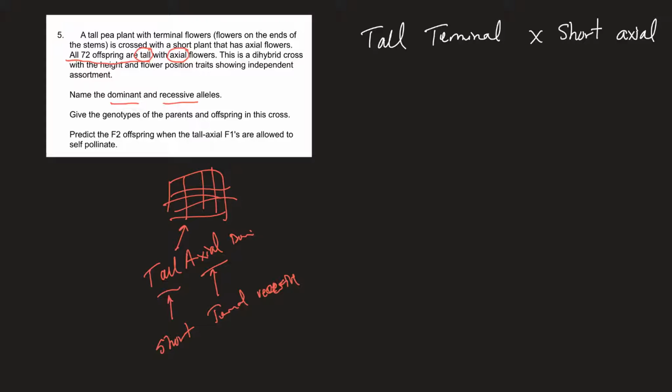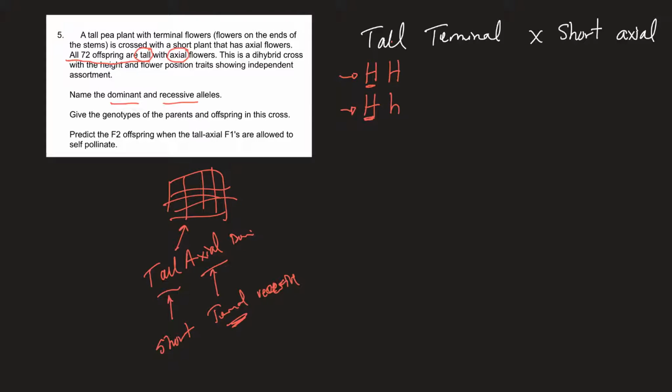So I guess to be tall, for height, let's use H for height. To be tall, you could be an HH, or you could be an H little h, right? Because if tall dominates short, then regardless of whether you're homozygous dominant or a heterozygote, because you have the capital H in there somewhere, you're going to be tall. So that's what that plant will look like. But it also says it has terminal flowers, and the terminal were recessive.